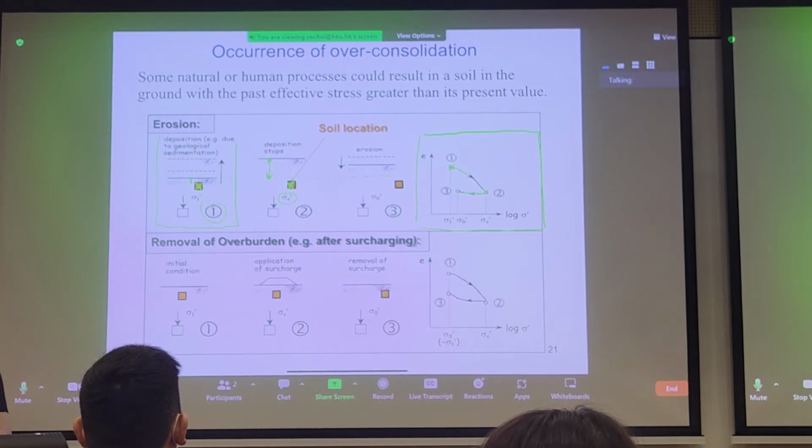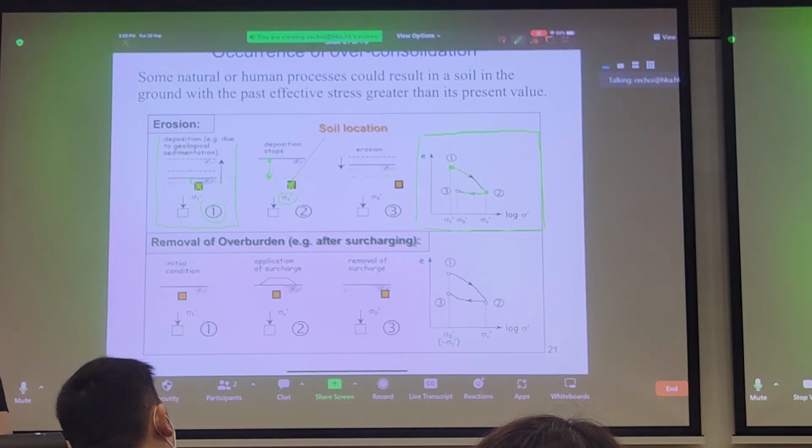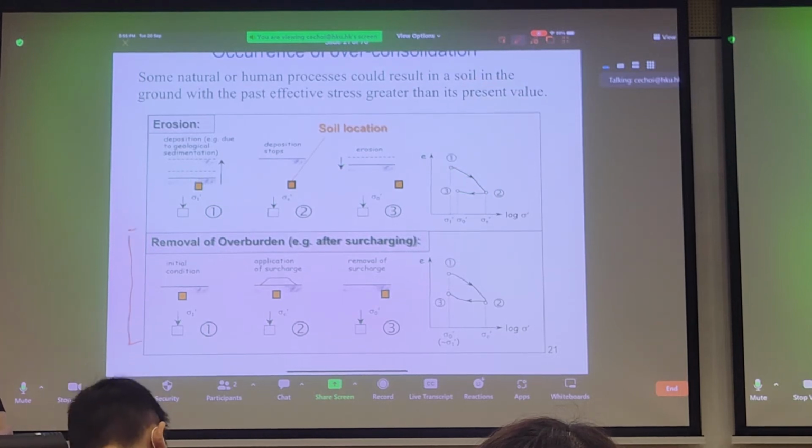We can also generate over-consolidated soils using construction or man-made synthetic means. And this is what we do in ground improvement, in reclamation. We often place surcharges on top of soil to improve the soil. So if we focus on the example at the bottom, let me delete some of this. If we look at this example now, we can simulate this natural erosion and deposition process and use it to our advantage as geotechnical engineers by applying surcharging. And we often do this for reclamation.